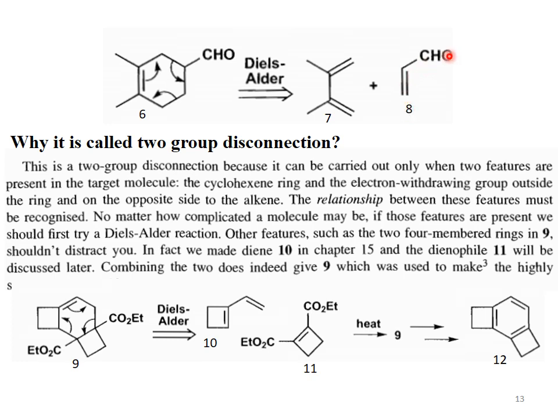First requirement, a 6-member ring in the center. Yes, it is. Second requirement, the ring has a pi bond. Yes, it has. Third requirement, the electron withdrawing group opposite to the pi bond. Yes, it has. So we can disconnect it by following the Diels-Alder reaction mechanism.